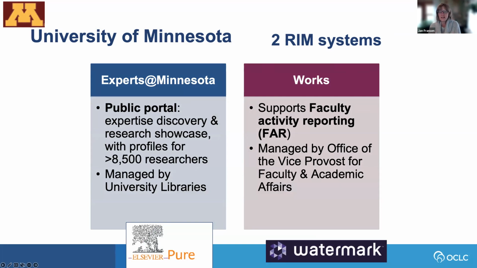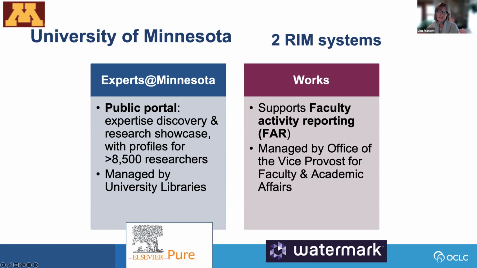Expertise discovery, research showcase, shows off what an individual is doing, what a center is doing, etc. We have profiles for 8,500 researchers. And behind the scenes, we have a lot more profiles that are not shown publicly for graduate students, for staff members who are not technically researchers, but can be involved in research, and so on. It's managed out of the libraries. And then we also have another system, which we branded as Works, that is an instance of the Watermark Faculty Success product, formerly Digital Measures Activity Insights. That supports faculty activity reporting, or FIS, as Rebecca spelled it out earlier. It's managed by the Office of the Vice Provost for Faculty and Academic Affairs.